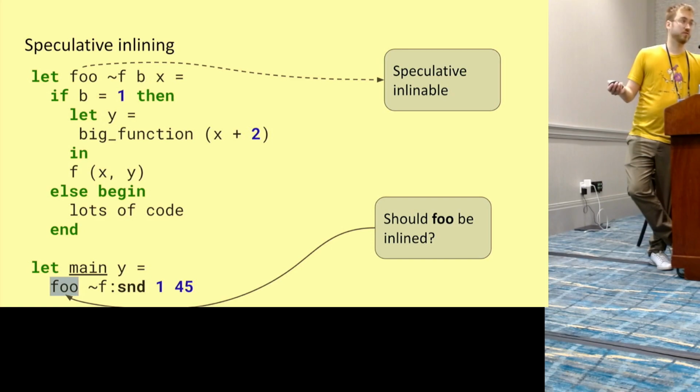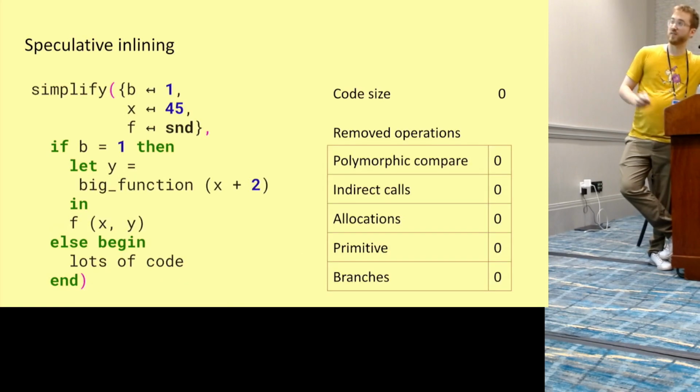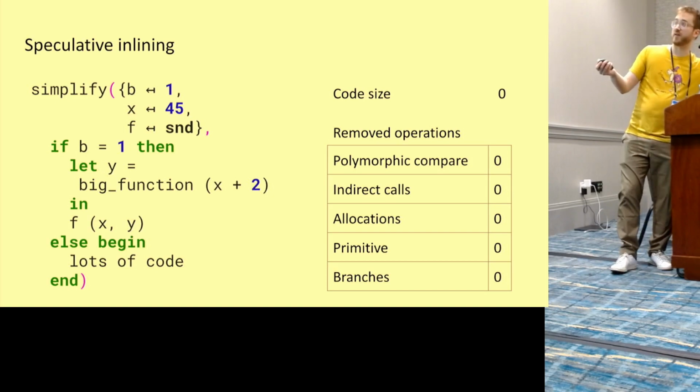Information about the arguments can be like, oh, we know the value of the argument, but it can also be something like we know the shape that this value will have. Like we know that it's a tuple, or we got a sum type, and we know that it can only be one of these two sums. We take all of that information, we build an optimization environment for it, we pass the body, and we call simplify on it.